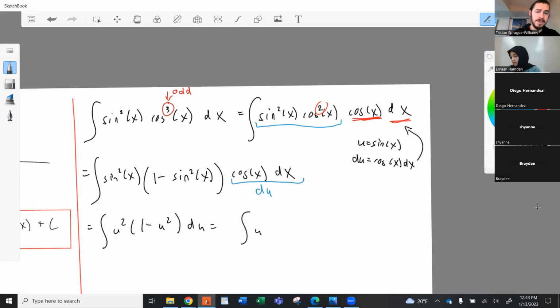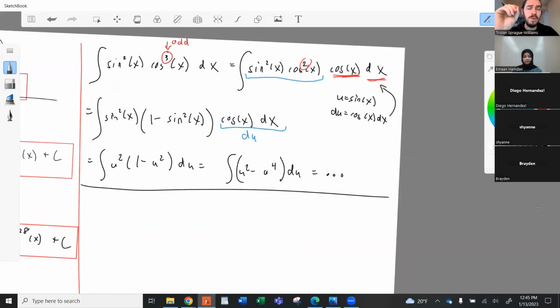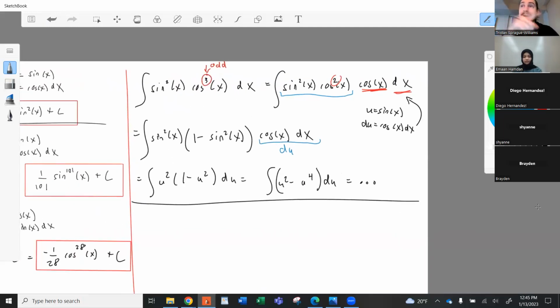And that's just a polynomial, u squared minus u to the fourth. So once you've done a u substitution and got it to be a polynomial, it's easy. It's a breeze from there, right? So yeah, this strategy works whenever at least one of the two powers on sine and cosine is odd.